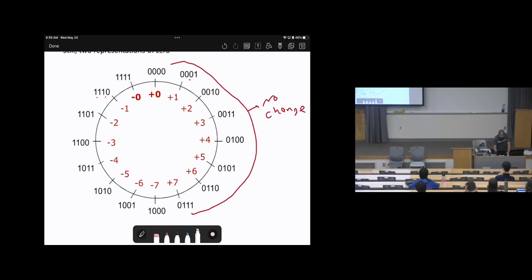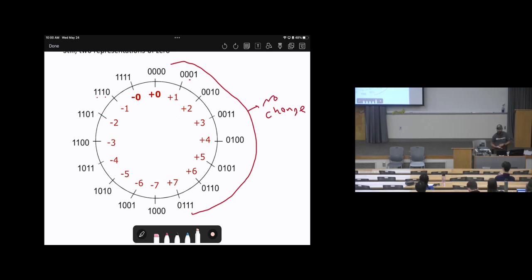So we can see that for the positive 2, 0, 0, 1, 0, the negative 2, just flip them. It will be 1, 1, 0, 1. Right? How about, for example, positive 7? It is 0, 1, 1, 1. Then the complement will be 1, 0, 0, 0. Just make the opposite. Flip any 0 by 1, any 1 by 0. So which is super straightforward. Clear?